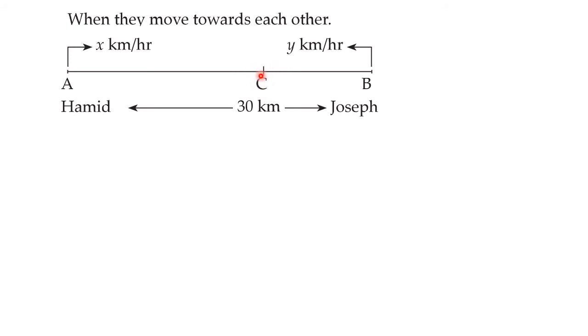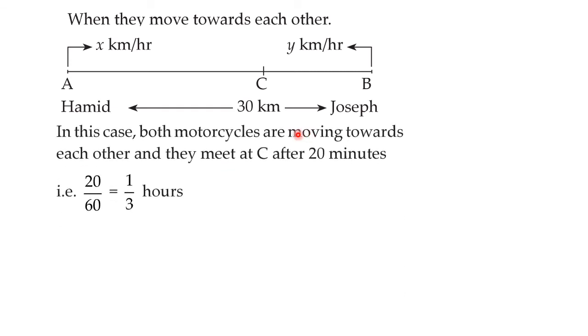Okay. After 20 minutes, Hamid is going to travel the distance AC and Joseph is going to travel the distance BC. And the total distance is how much? 30 kilometers. Now see, we have taken speeds as unknown. We know the time and we have the distance also. So obviously we have to use the formula distance is equal to speed into time. One more thing here: the time is given in minutes, 20 minutes, but speed we have written in kilometers per hour. So 20 minutes you need to convert into hours. Okay, this is what you have to do.